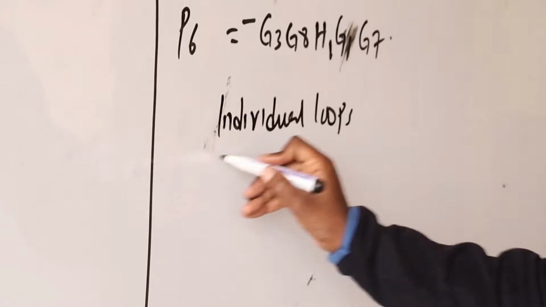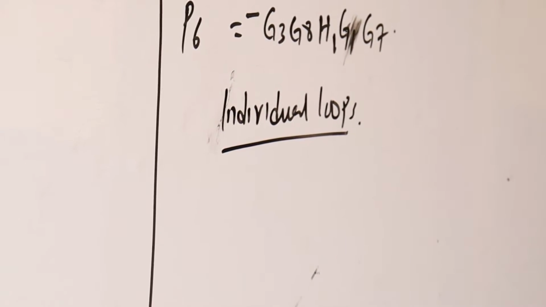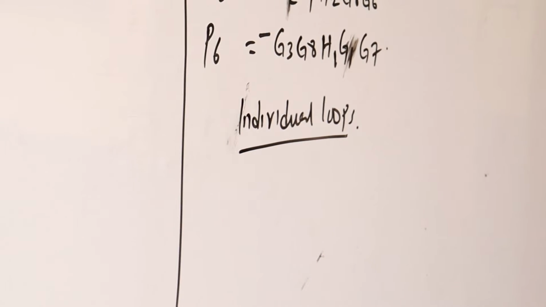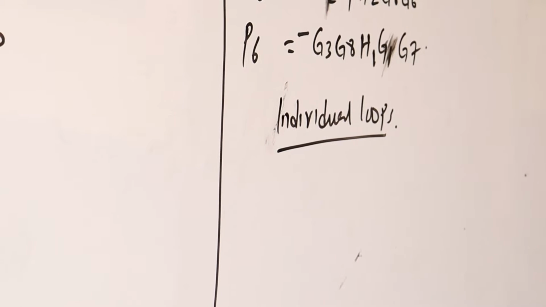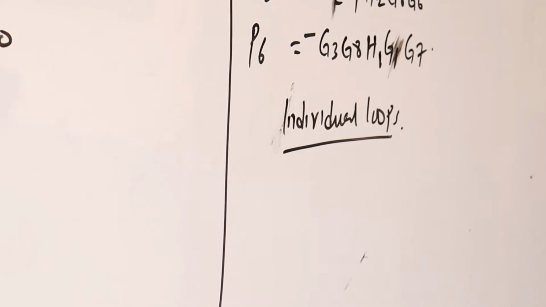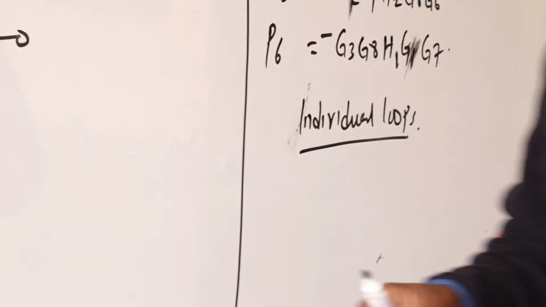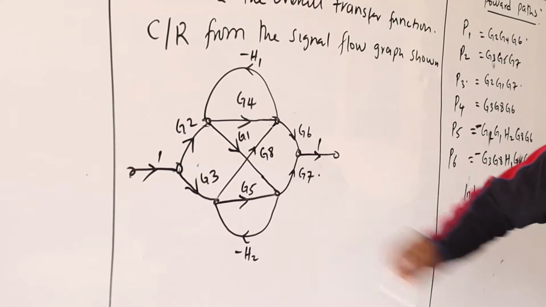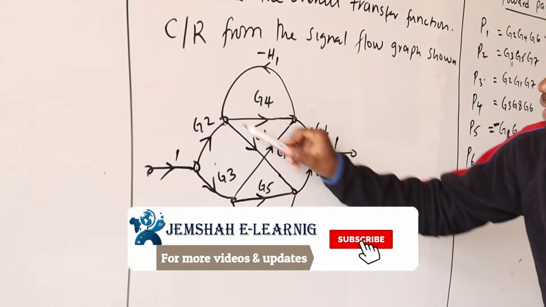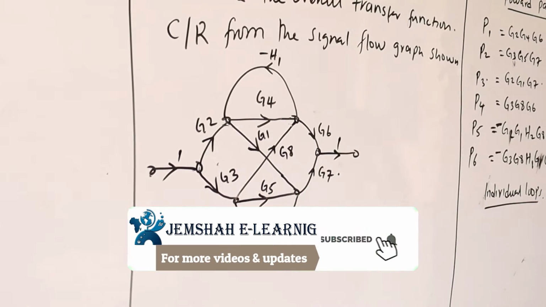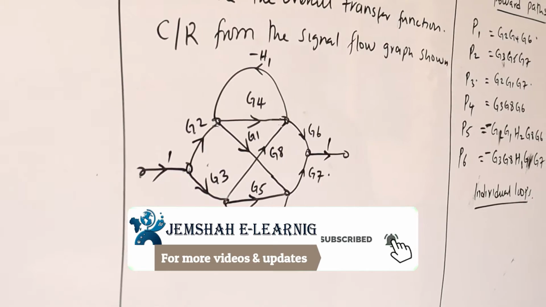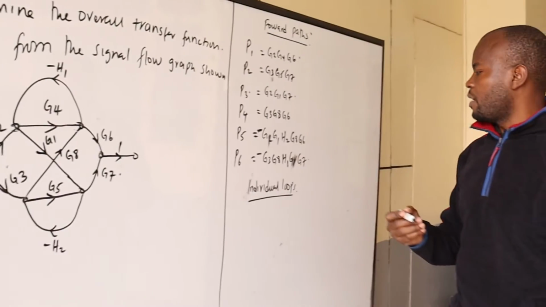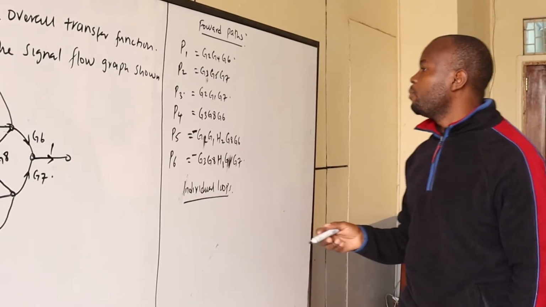So we are going to identify all the individual loops that are here in order to determine the transfer function. Looking at the loops, we can see the explicit loops, and maybe there is a loop that moves in between. When we are talking of loops, they also consist of paths, and there should be no node that is traversed more than once.